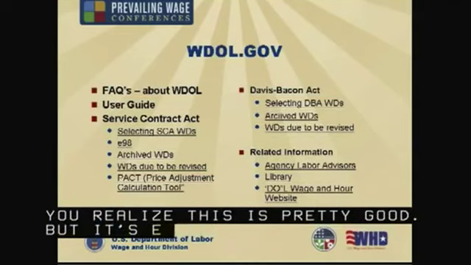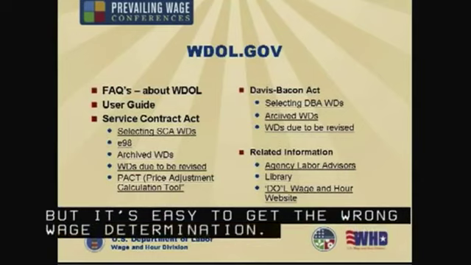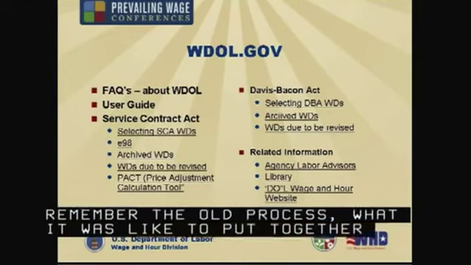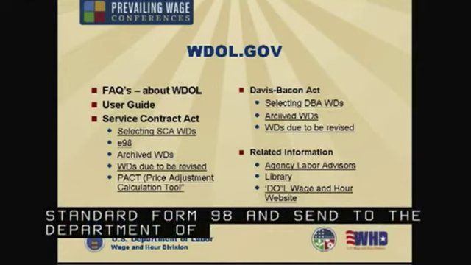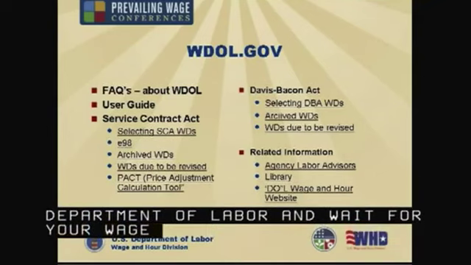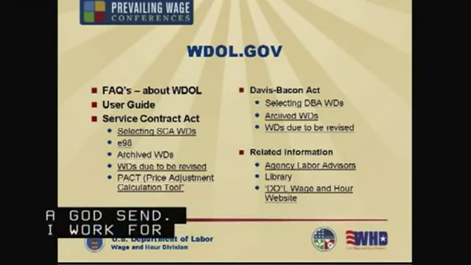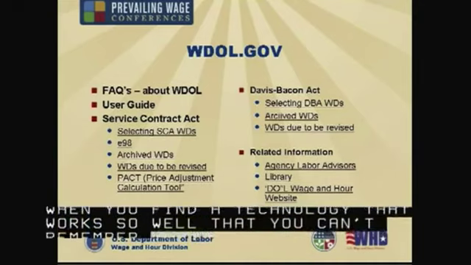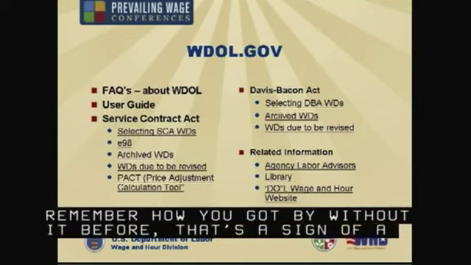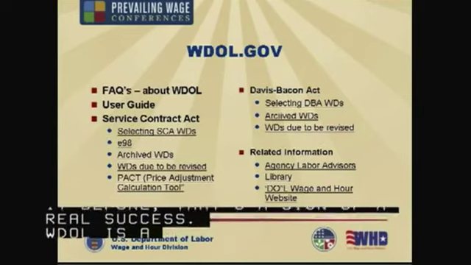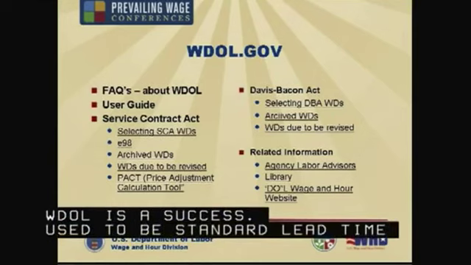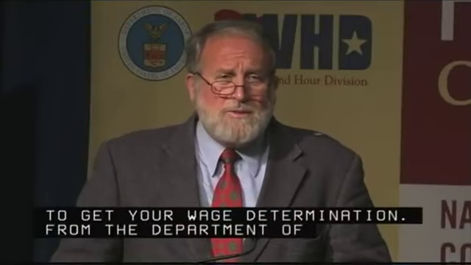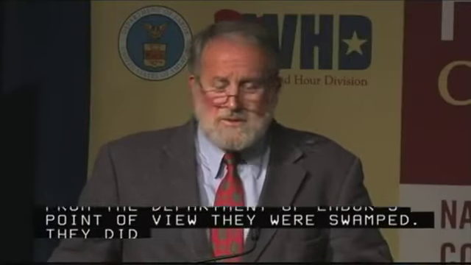wage determination. For some old timers like me that remember the old process of putting together a Standard Form 98 and sending it to the Department of Labor and waiting for your wage determination, this is a godsend. I work for a high-tech agency, and when you find a technology that works so well that you can't remember how you got by without it before, that's a sign of real success, and WDOL is a success. It used to be a standard lead time of 45 days to get your wage determination, and I can see from the Department of Labor's point of view, they were swamped with them. They did what they could, but now you can get it almost instantly. So it's a different world.